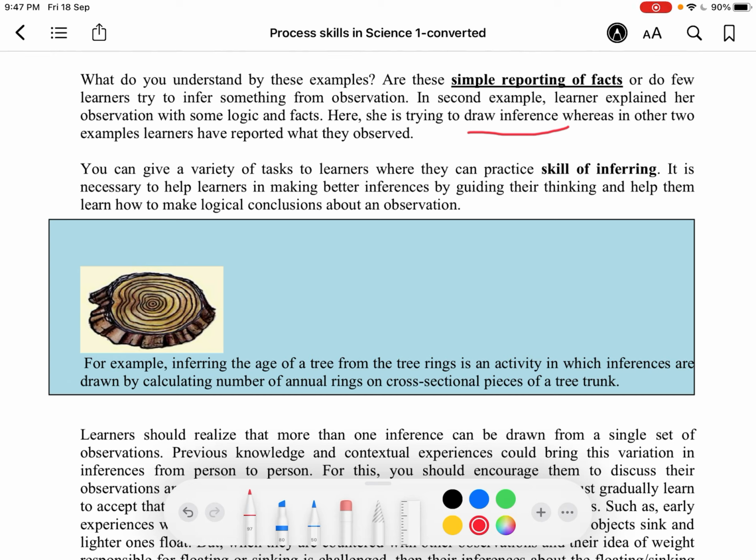As a science teacher, you can give a variety of tasks to learners where they can practice the skill of inferring. It is necessary to help learners make better inferences by guiding their thinking and helping them learn how to make logical conclusions about observations.